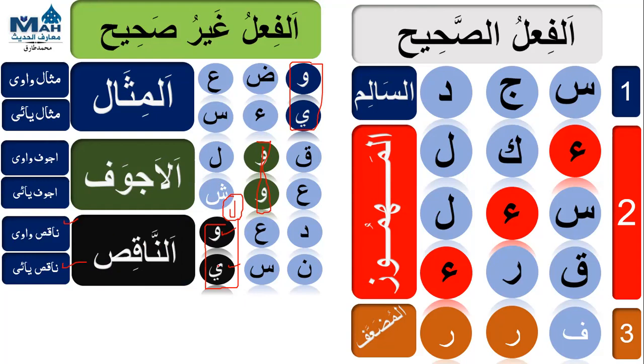Naqis wawi means in the root letters, waw is in the place of lam kalima. It is called naqis wawi because it is waw. And ya'i, because at the lam kalima, it is ya. Okay? So it is called naqis. So, we started from al-mithal, al-ajwaf, and al-naqis.